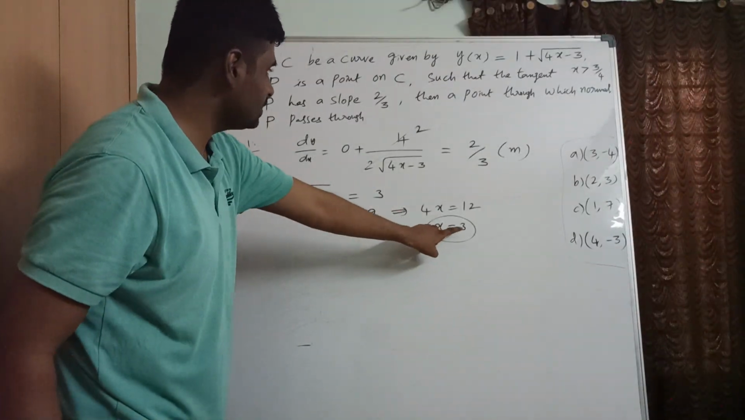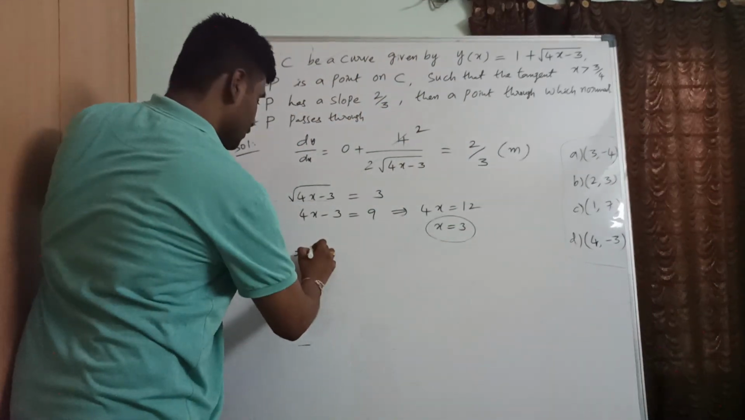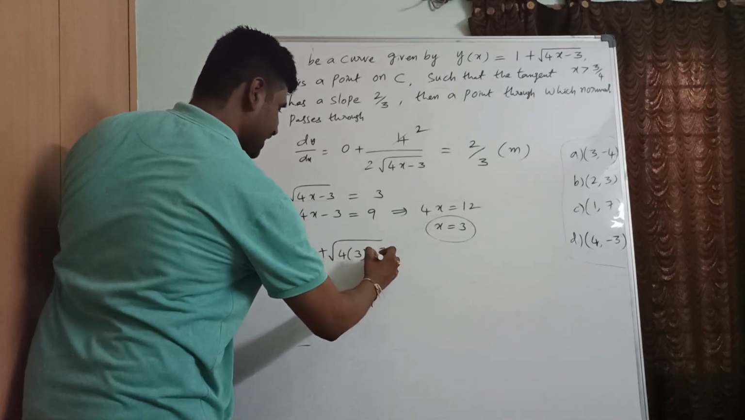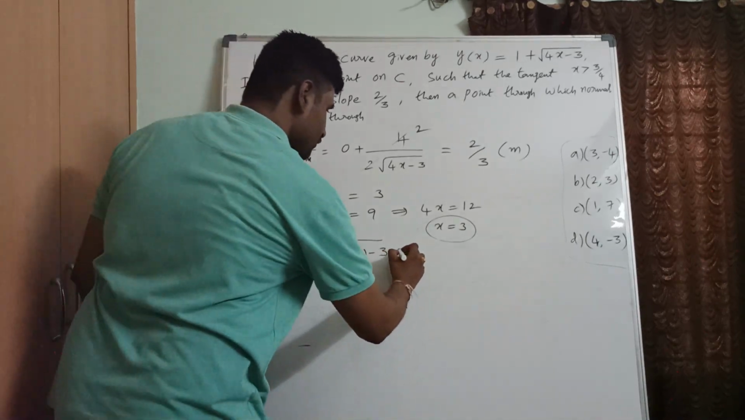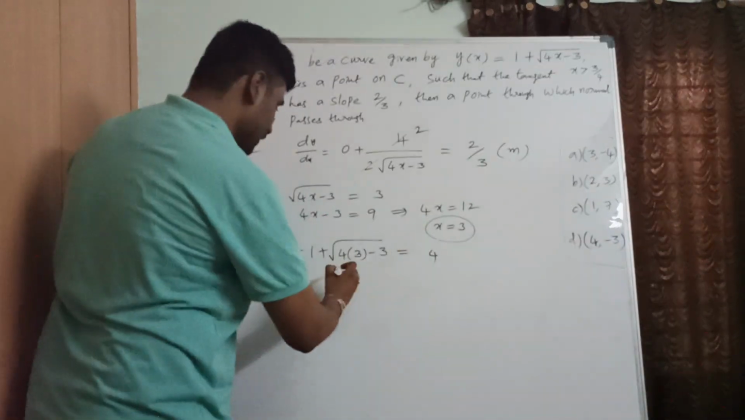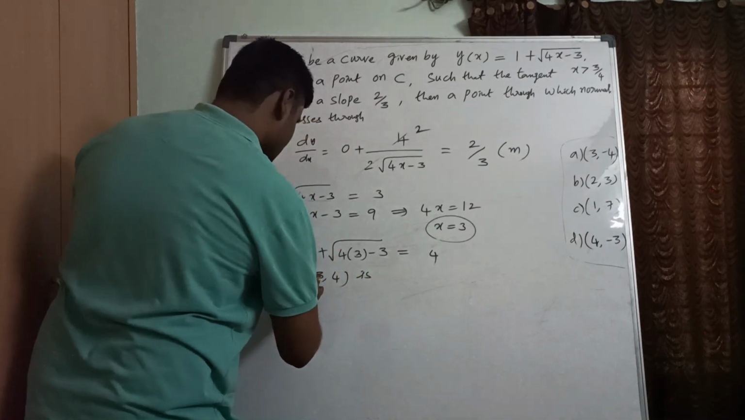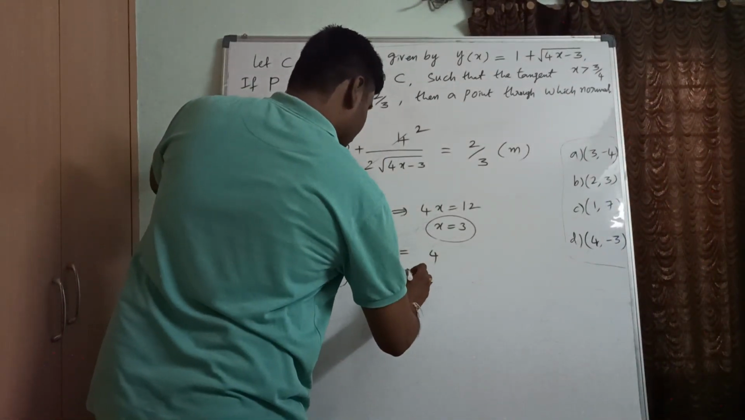Right? x equals 3, substitute in the given curve. So what will you get? y value: 1 plus root of 4 into x minus 3. 4 3s are 12, 12 minus 3 is 9. Root 9 is 3. 3 plus 1, 4. That's it. So what is the point of contact here? 3 comma 4 is the point of contact. Right? So that is P. Okay, so now 3 comma 4 is the point of contact.